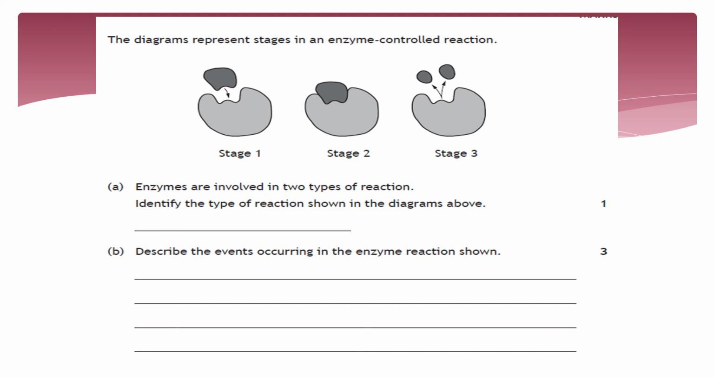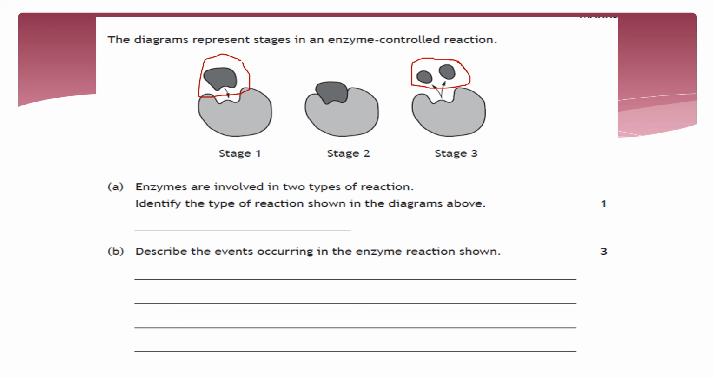The answers are that there are two types of reactions that enzymes are involved in: degradation and synthesis. We need to look at what is going on. Our substrate is quite big, and then it has been broken down into products. That means it's a degradation reaction. So your first answer is going to be degradation reaction.